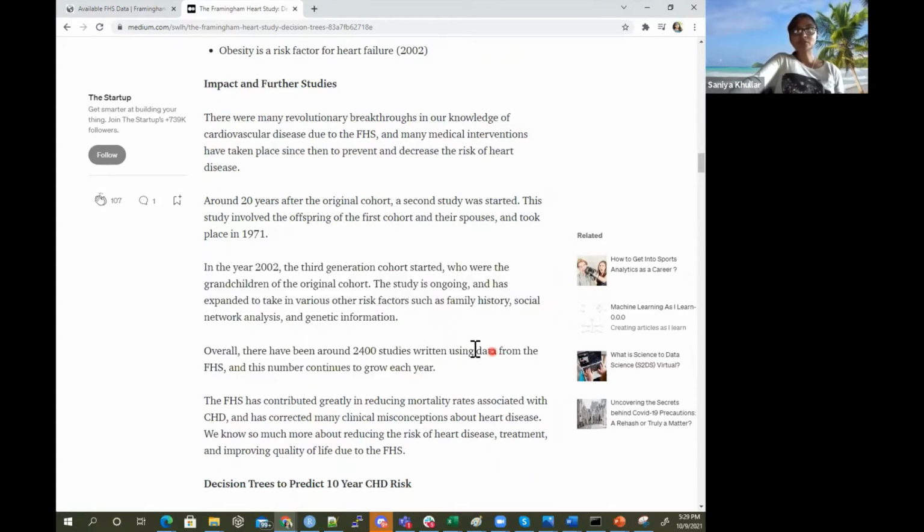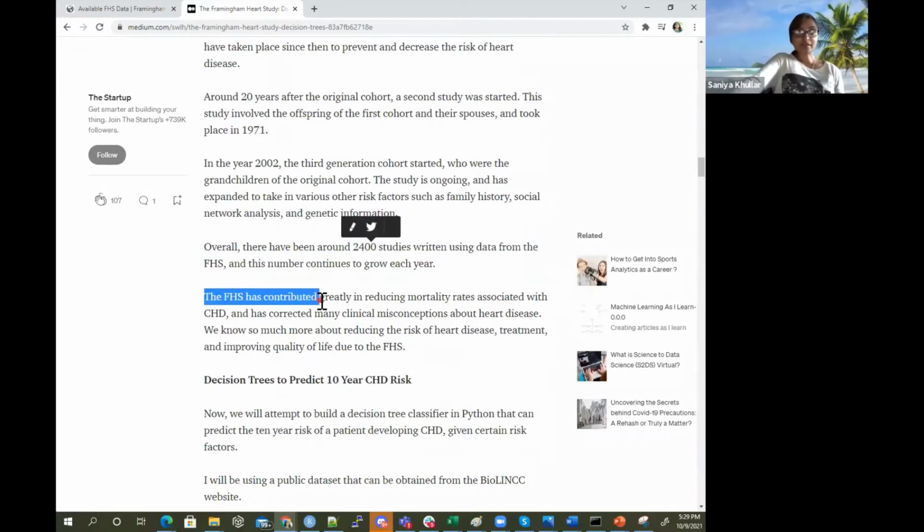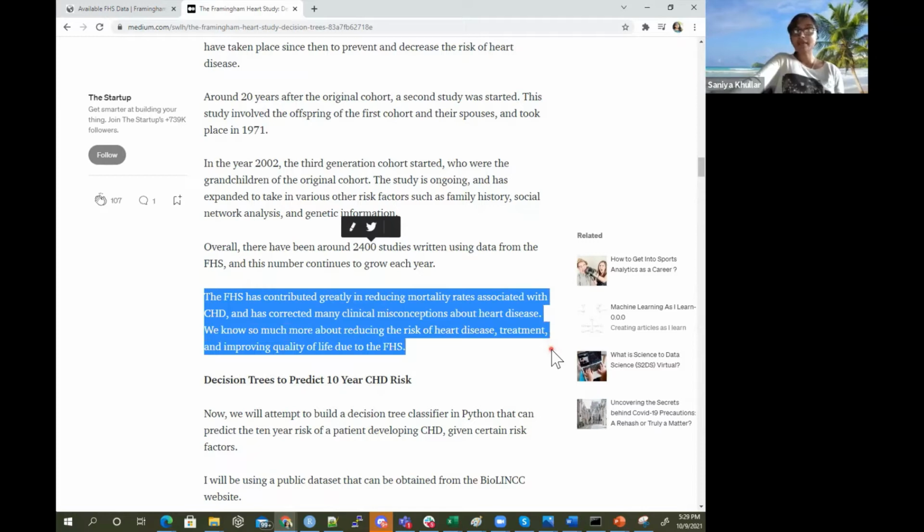So there've been so many studies, 2,400 studies written using data. Everyone is analyzing this data to figure out what the risk factors for heart disease are. So this Framingham Heart Study has contributed greatly in reducing mortality rates associated with coronary heart disease and many clinical misconceptions about heart disease. That means it cleared up a lot of things that people did not know.